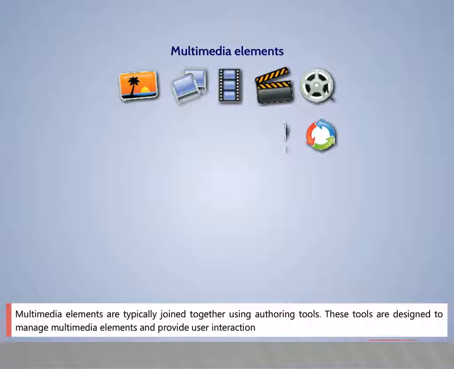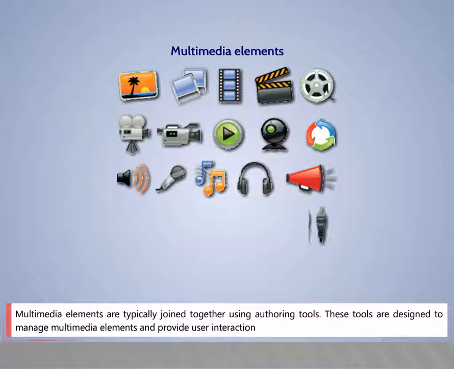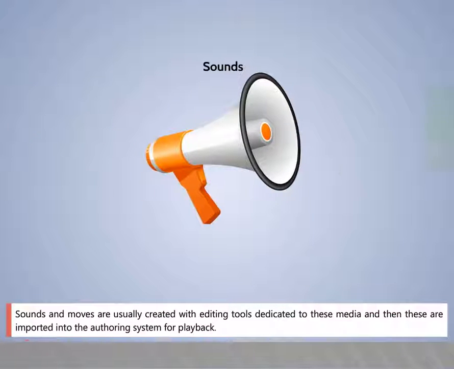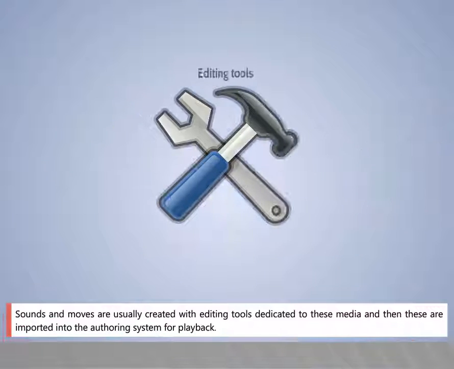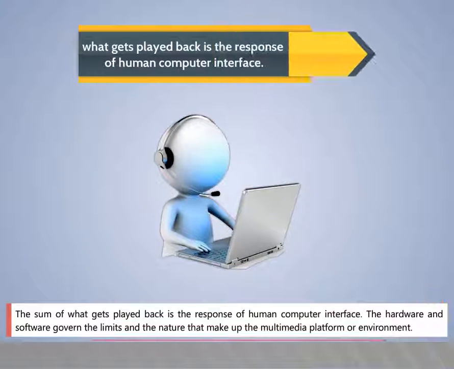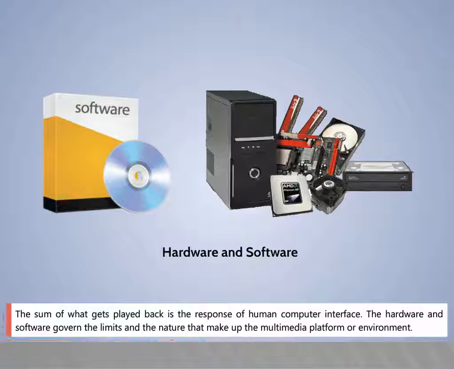Multimedia elements are typically joined together using authoring tools. These tools are designed to manage multimedia elements and provide user interaction. Sounds and movies are usually created with editing tools dedicated to these media, and then these are imported into the authoring system for playback. The sum of what gets played back is the response of the human-computer interface. The hardware and software govern the limits and the nature that make up the multimedia platform or environment.